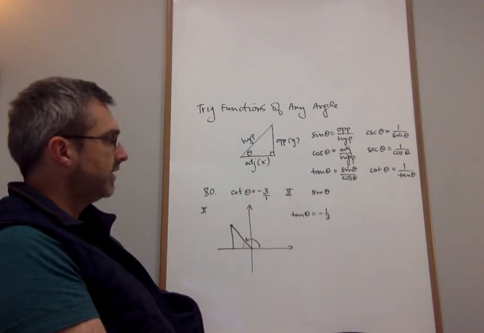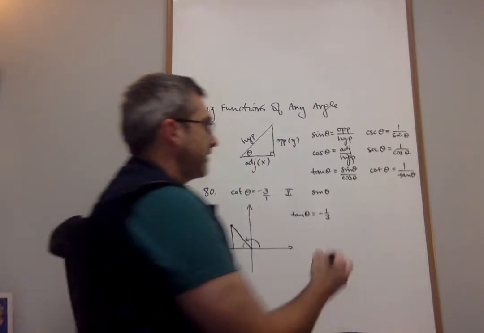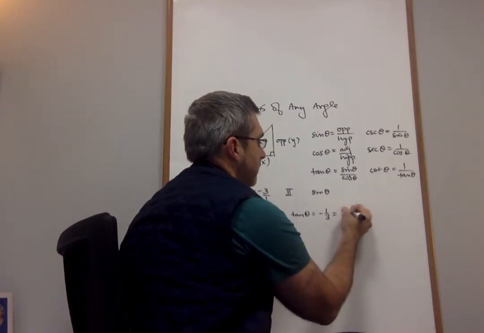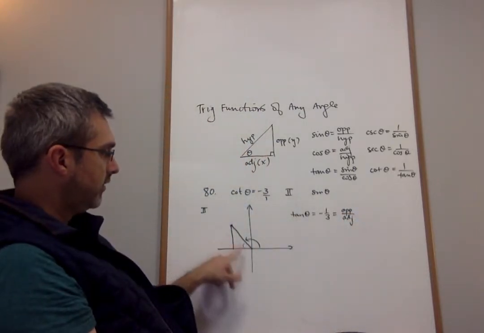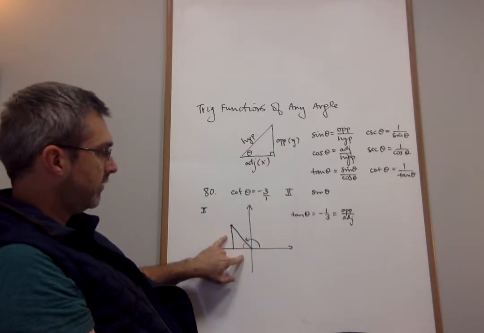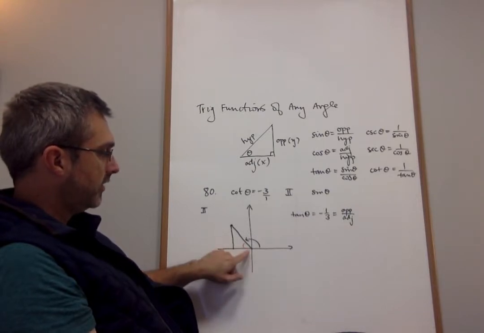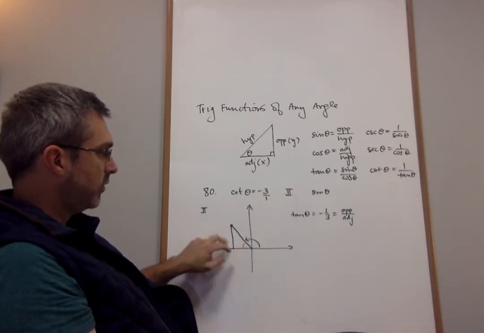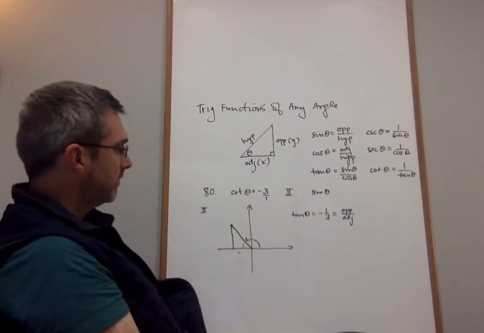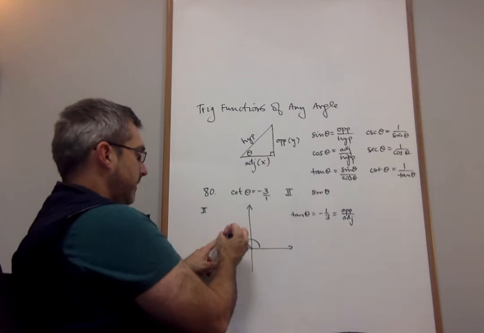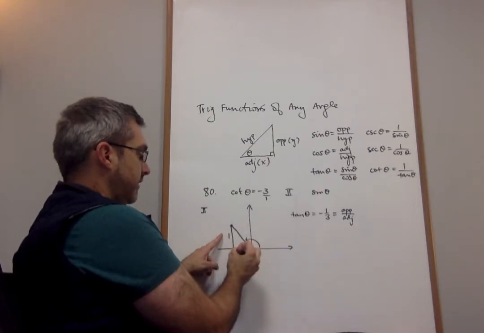So tangent is negative 1/3, and that's opposite over adjacent. So this over this is going to be negative 1/3. Now notice the x part's negative and the y part's positive. So I'm going to stick the negative down here. But the opposite is 1 and the adjacent is 3.